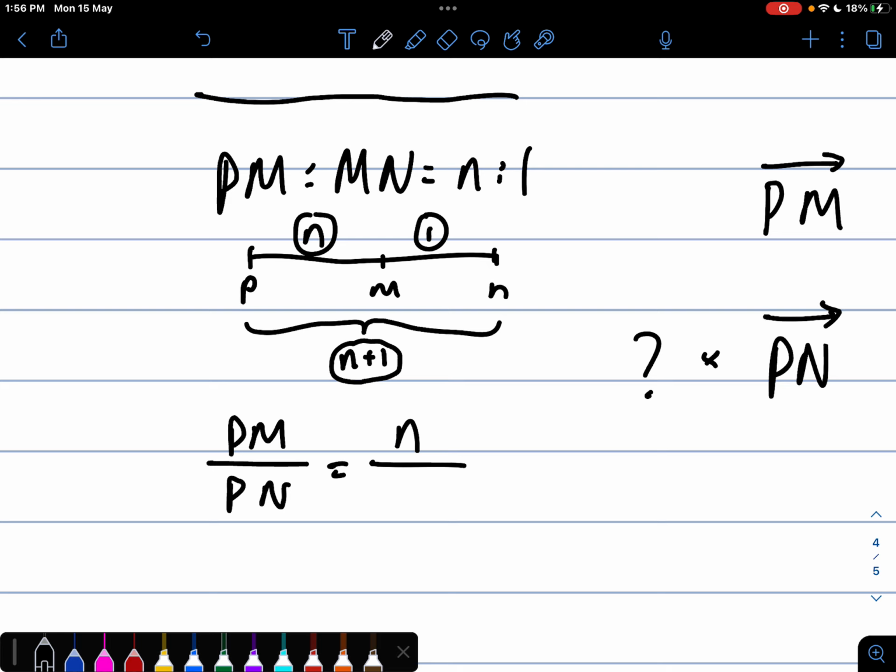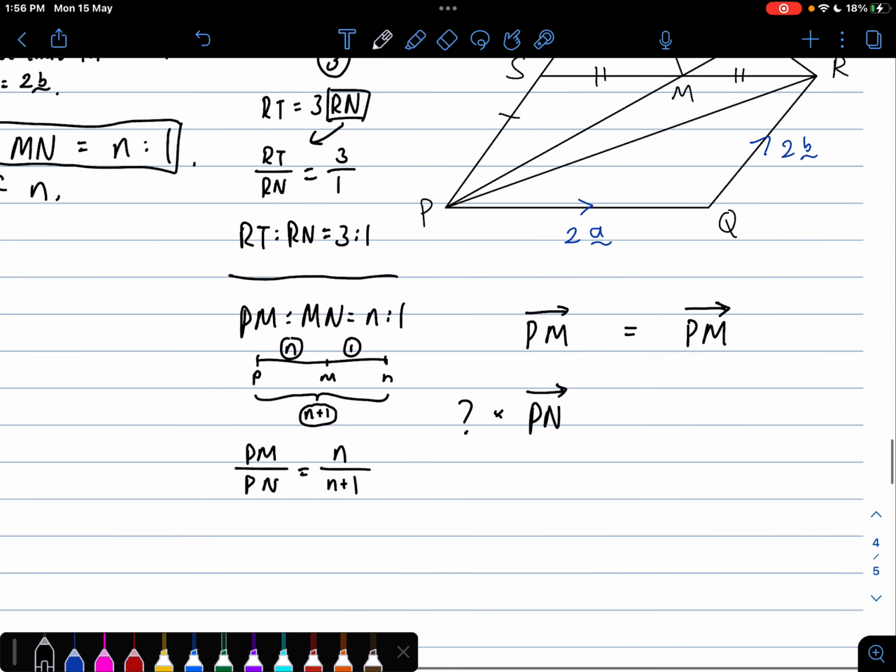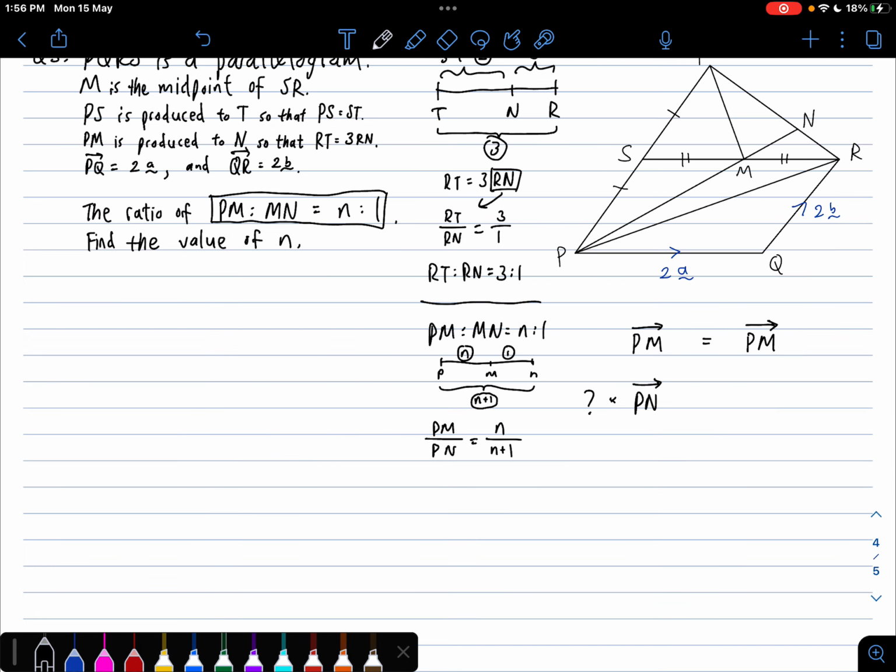Good. So what does it mean about PM to PN now? PM is n units. That's why I wrote an n there. PN, the total length here, is n plus 1 units. So n over n plus 1, right? So what we have essentially done is to express PM as a fraction of PN. PM is n over n plus 1 of PN.